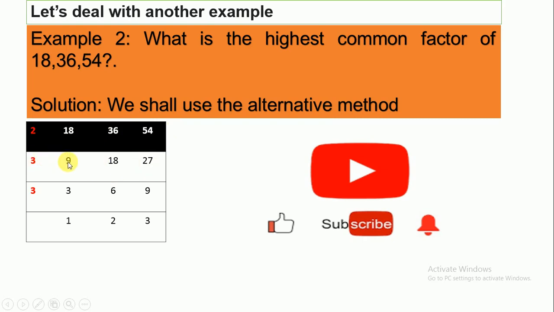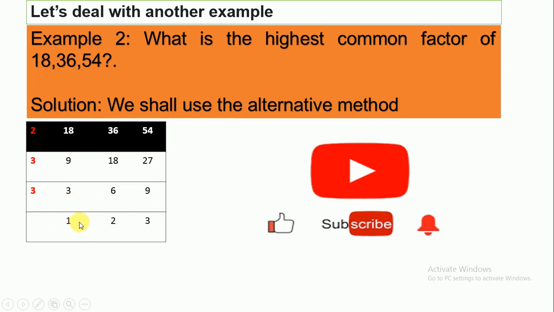3 goes in 9, 18, and 27. That's why we use 3. 3 in 9, 3. 3 in 18, 6. 3 in 27, 9. 3 also goes in 3, 6, and 9. 3 goes in 3, 1. 3 goes in 6, 2. 3 goes in 9, 3. Hope you can see that now.